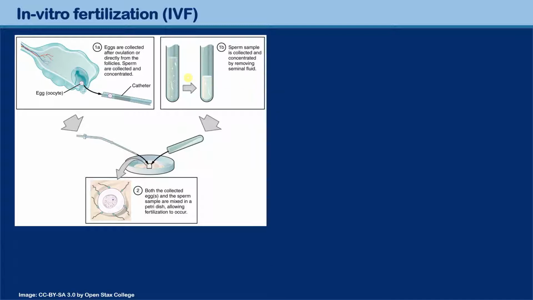There are some preparatory steps also necessary which are not explained in the diagram, but I'll simply explain the diagram first. So, over here, the eggs are collected after ovulation or directly from the follicles, and the sperm are collected as well. This is the ovary, and inside the ovary we have a follicle with the ovum, the egg cell, also known as the oocyte. And this egg cell is extracted using a catheter.